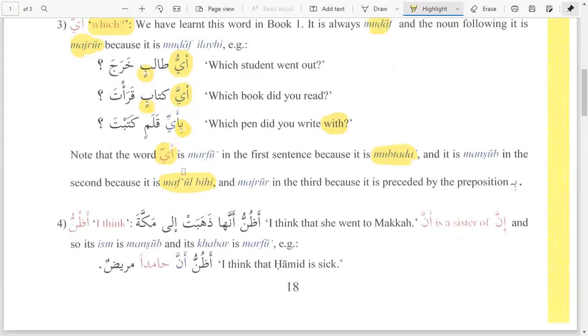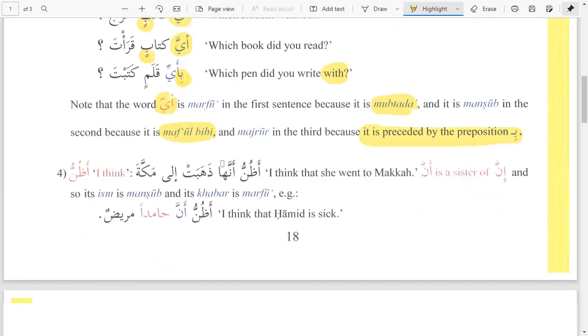And in the last one, it is majroor in the third because it is preceded by a preposition. The third one is preceded by the preposition bi. Because of the preposition, the noun is majroor. We already know that if we use a preposition, the noun with the preposition will be majroor.